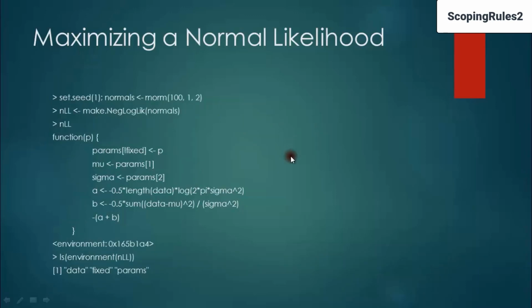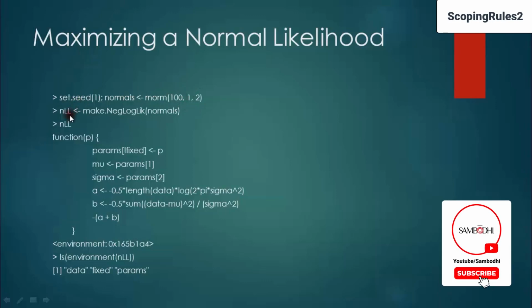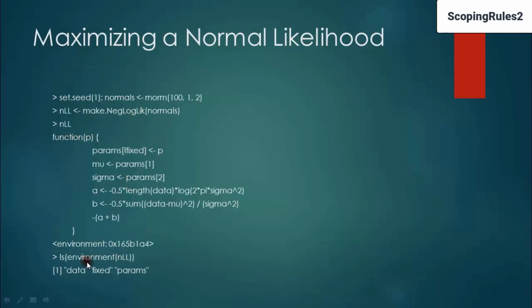When you set a seed, what happens is that the random normal function will create 100 random variables with mean equal to 1 and standard deviation equal to 2. When you set the seed, it will remember the random numbers that are created. So nll is equal to make.NegLogLik of normals. You have the normal variables passed into the negative likelihood. So when you call nll again, the function will be called, and this environment with data, fixed, and params will show up, and this will be plotted as a normal likelihood.